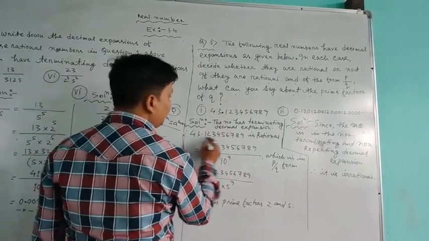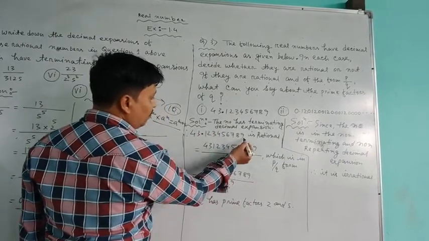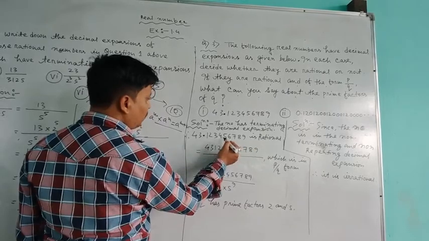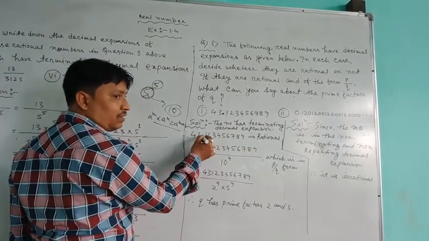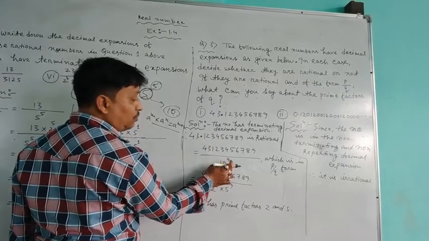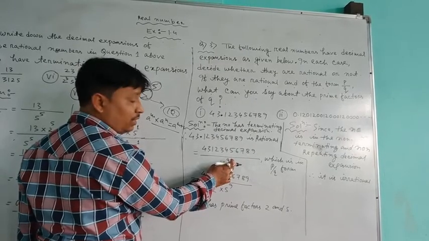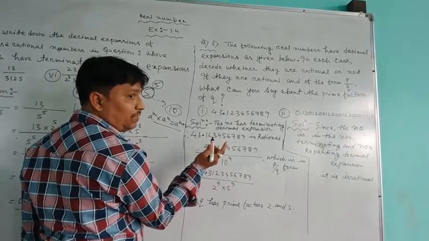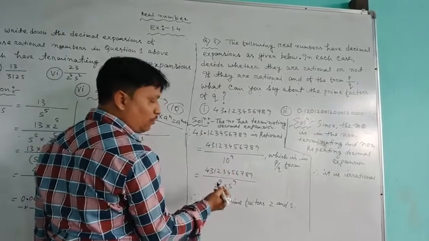So first of all you have to express this number in p by q form. Just you see from the back side, 1 2 3 4 5 6 7 8 9. Before 9 digits point is there. So to eliminate the point, before 9 digits you have to give 10 to the power 9 as denominator. Then this point will be eliminated. After that, this one is already written in p by q form.